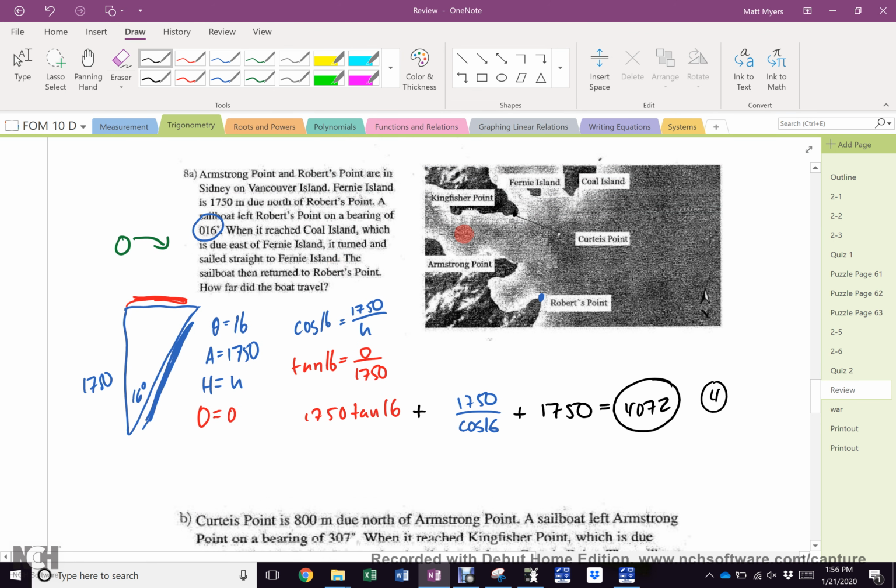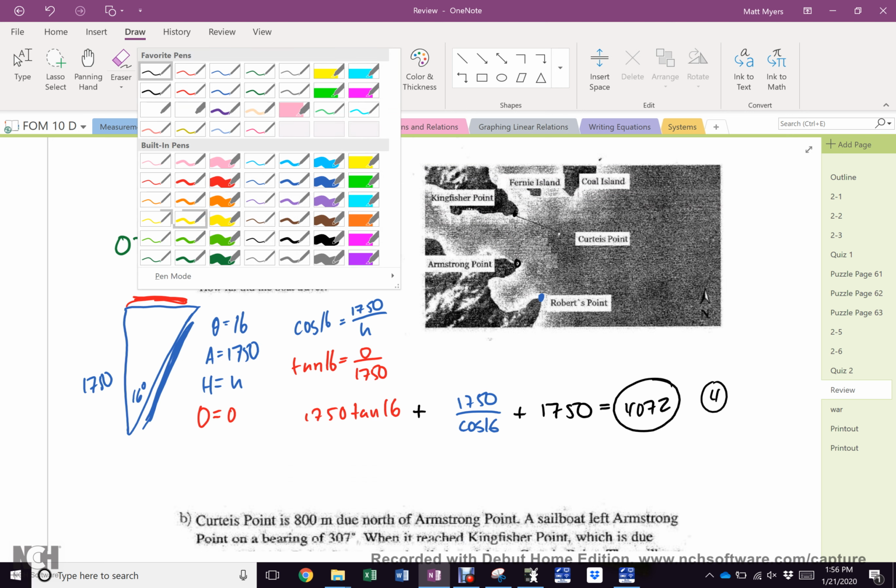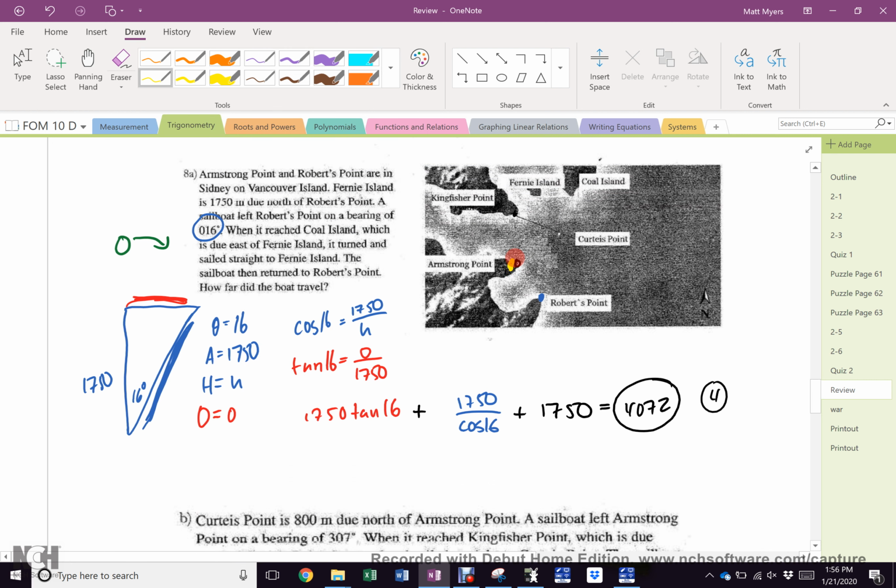You could have done the first one because it didn't matter where Curtis Point was. Armstrong Point, right here. I'll use a brighter color. Armstrong Point, right here. Fernie Island. Oh, so the boat leaves Roberts Point here, sails out to Coal Island, over to Fernie Island, and back home. That's this triangle right here. This in here has to be the 16 because north is 0.